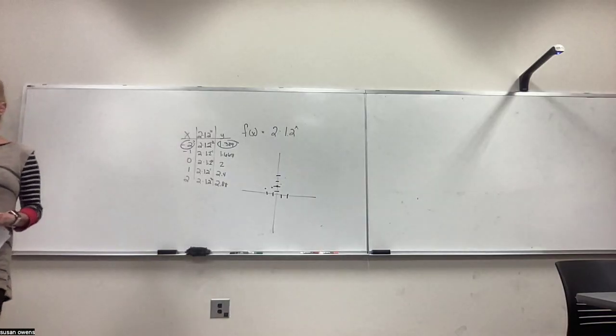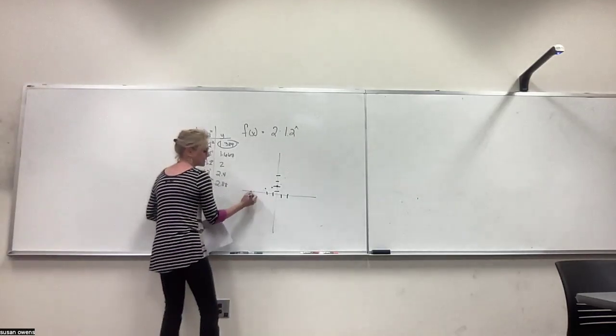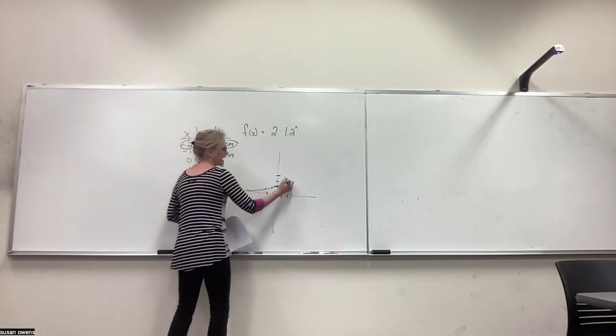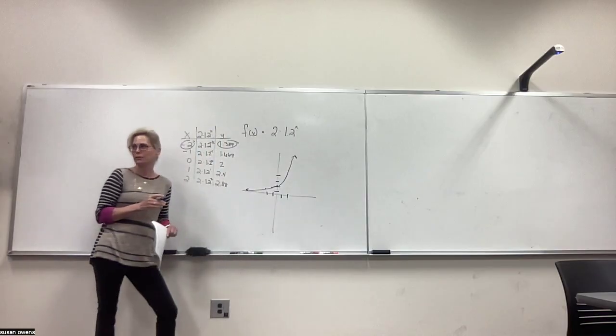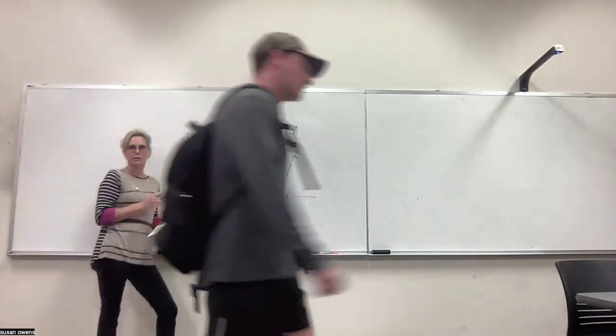You have to know the overall shape of that graph. You can see that it's increasing. So we know that it's going to get closer and closer to the x-axis on the left and continue up. Any questions?